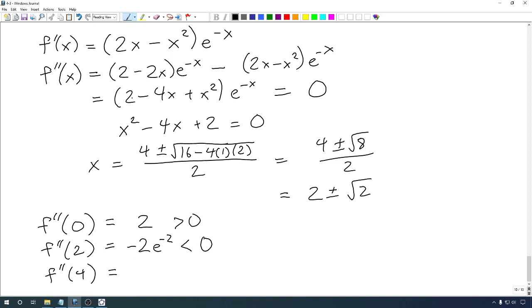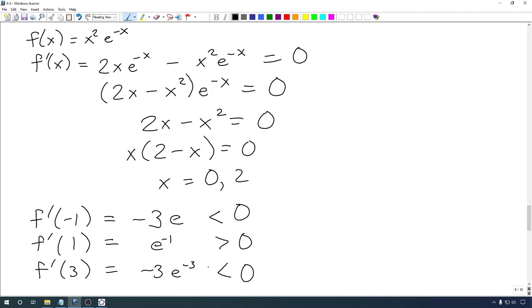Finally, if we plug in 4, we have 2 minus 16 plus 16. The 16s actually cancel each other out. We get another positive 2, this time times e to the negative 4. But again, it's the number out in front of the e that actually affects the sign. This is a positive number. So we do go positive, negative, positive.